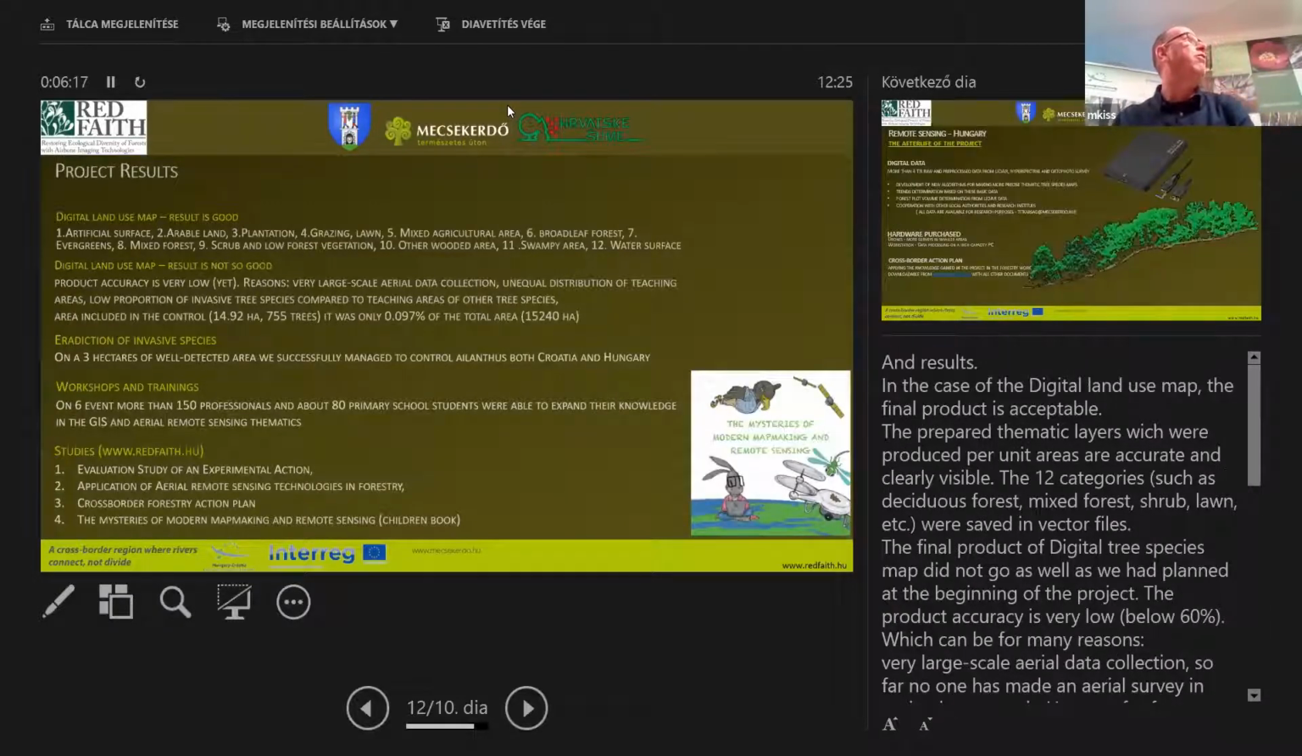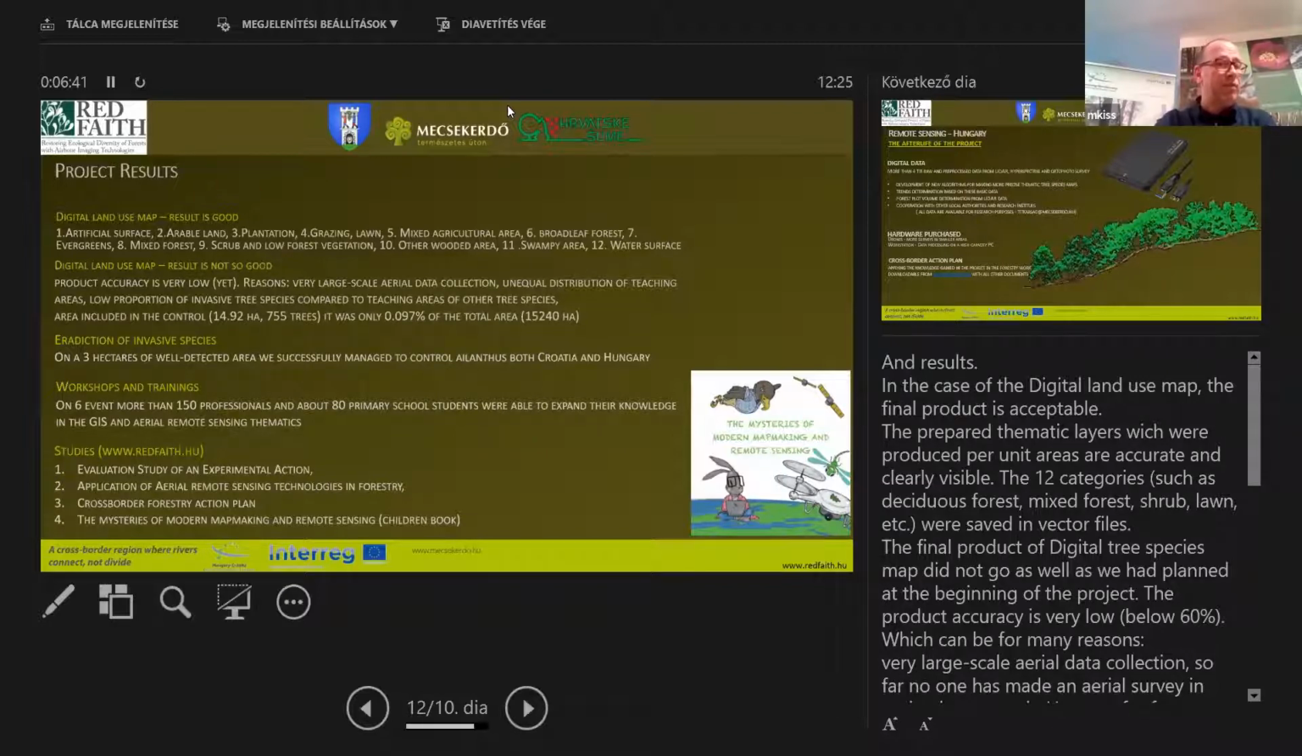And here are the project results. The digital land use map is very useful, is acceptable. We have 12 thematic layers, such as the shaded forest, mixed forest, scrubs, lawn, etc., saved in vector files.